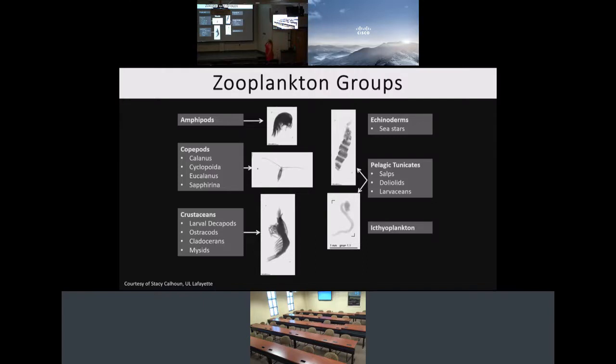So for our groups, here's an example of the types of groups we're going to be incorporating into our model. A lot of crustaceans, amphipods, copepods, some gelatinous things, echinoderms.